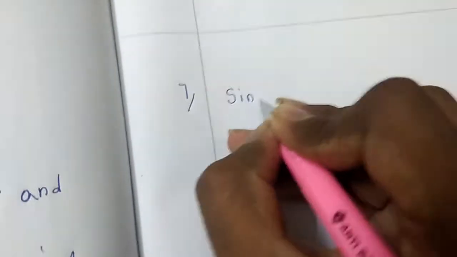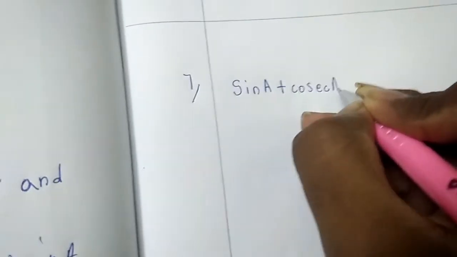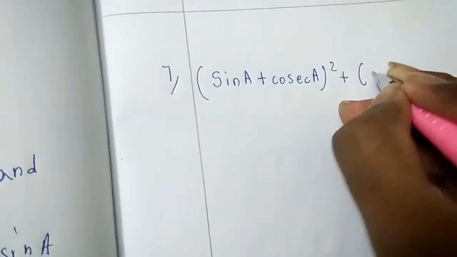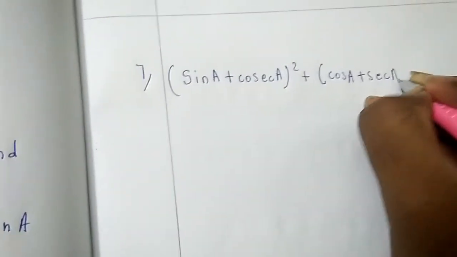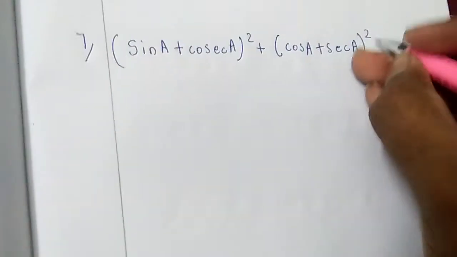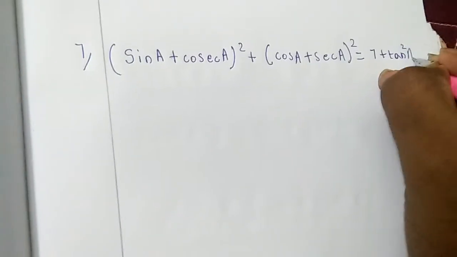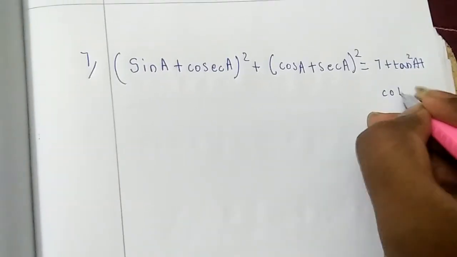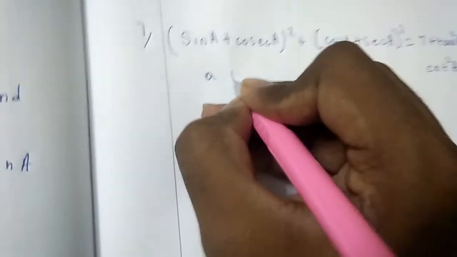Now, (sin a plus cosec a) whole square plus (cos a plus secant a) whole square is equal to 7 plus tan square a plus cot square a. It is looking in the form of a plus b whole square.